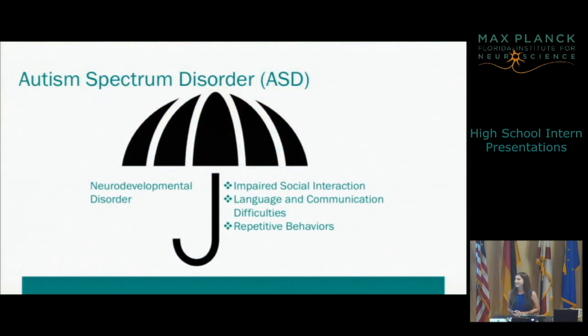First, what exactly is autism spectrum disorder, or ASD? So this is an umbrella term, and as the name suggests, it is a wide spectrum. It affects every individual differently. However, there are the common symptoms of impaired social interaction, language and communication difficulties, and repetitive behaviors. But the trouble is there is no one single autism gene that can be pointed to as the same cause. It's related to a variety of genetic and environmental factors.